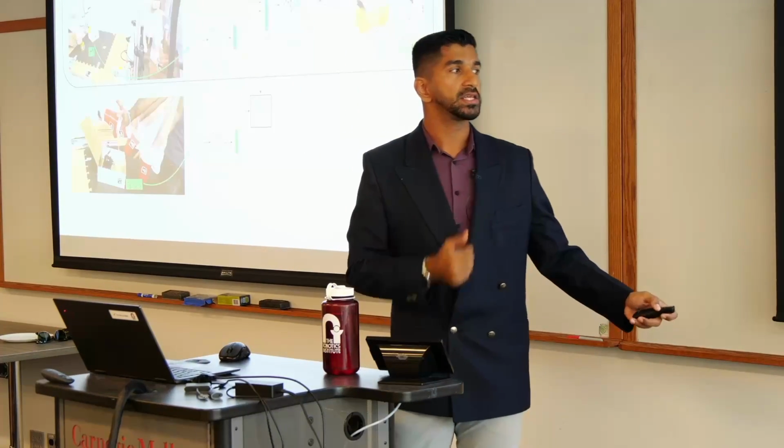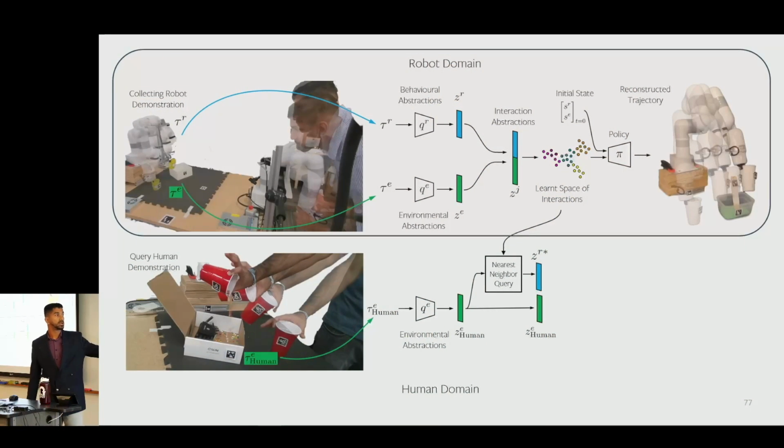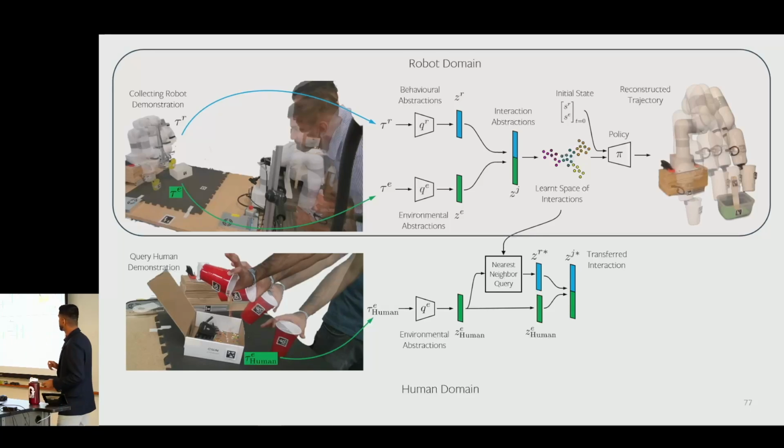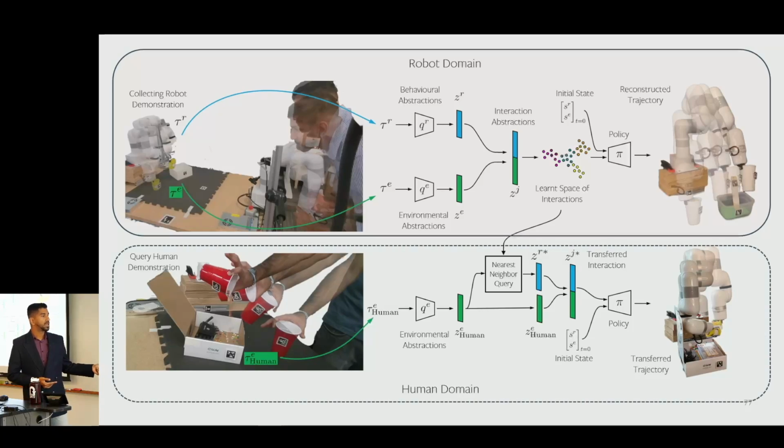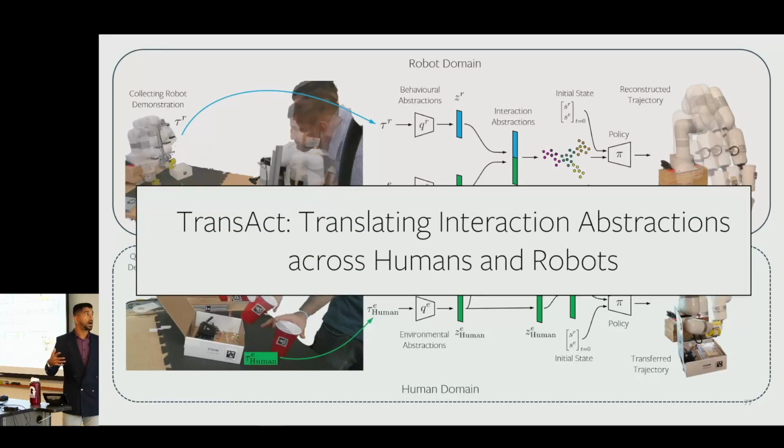Great. So we take the result of our nearest neighbor query, the retrieved robot skill. We concatenate it with the desired environmental abstraction to form our transferred interaction. This transferred interaction should represent the pattern of motion that you'd like the robot to execute in order to achieve the desired environmental abstraction. And then you can feed this to the same robot policy as before, roll it out, and retrieve a trajectory that the robot can execute. You also have a predicted object trajectory that you anticipate to see in the real world. You sort of discard that. And this is how we go about the transfer aspect of our approach. And overall, this forms our framework Transact of translating interaction abstractions across humans and robots.